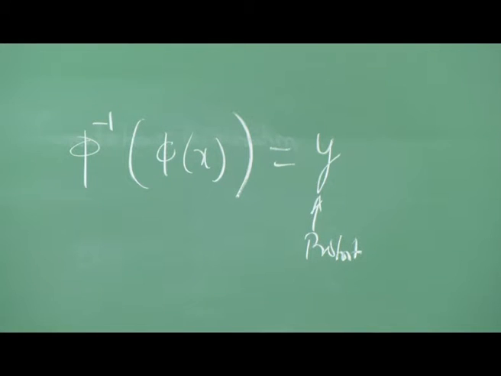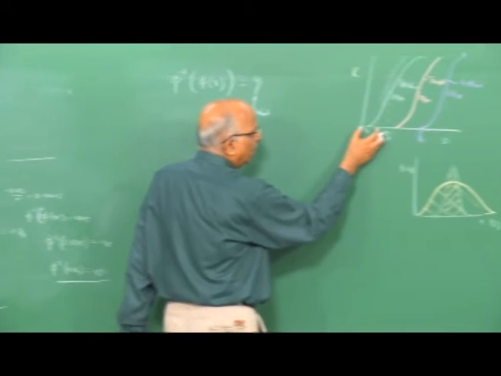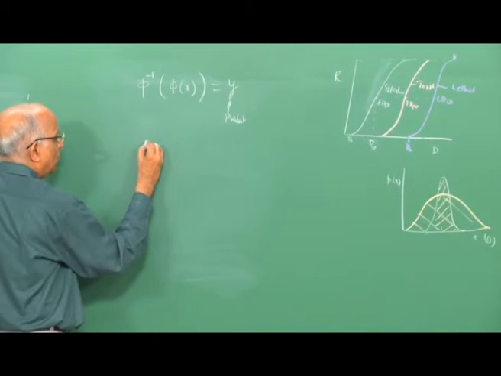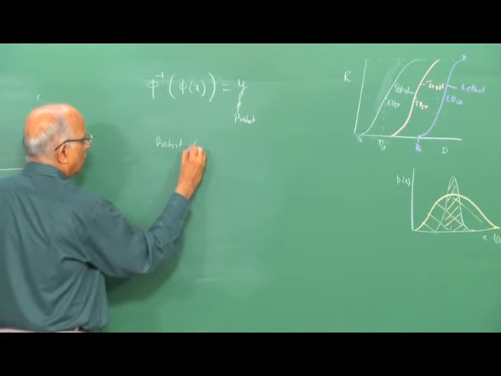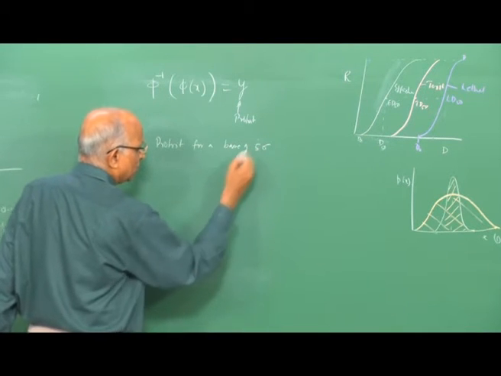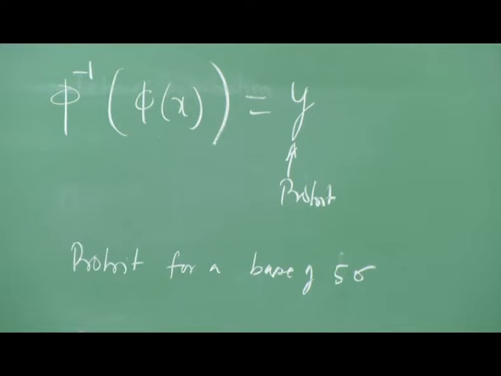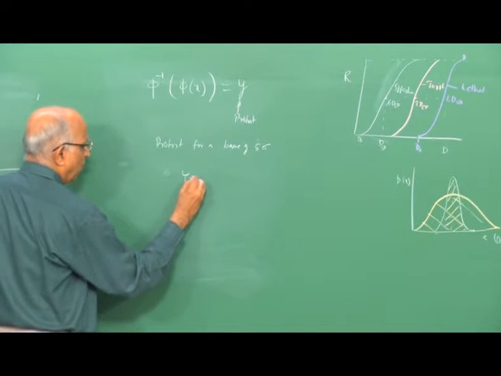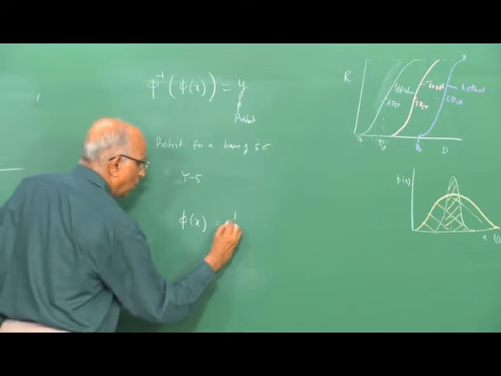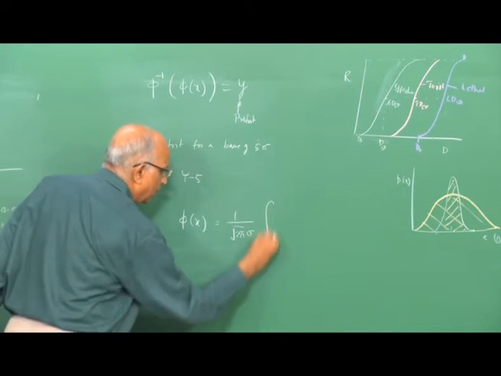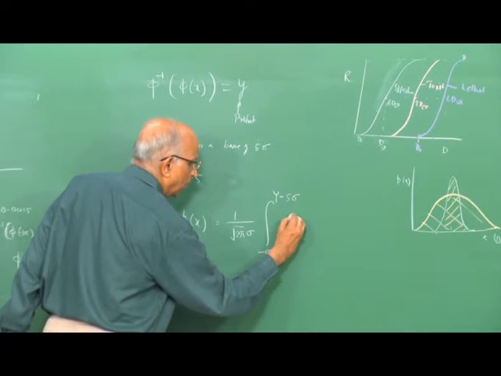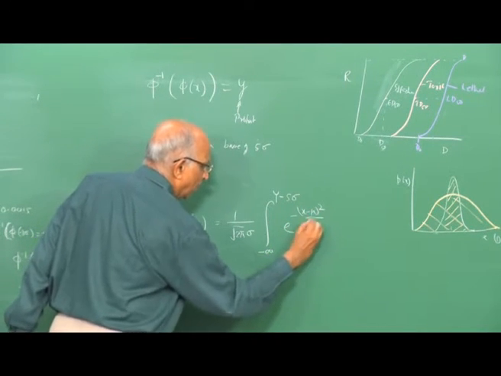But when we say the probit, we do not want to end up with numbers along the x axis that are negative and positive. Therefore, we refer to the probit for a base or reference of 5 sigma. 5 sigma is what is normally adopted, and therefore, I refer to it as y, which is the probit minus 5. My cumulative distribution now becomes equal to 1 over under root 2 pi sigma into the integral from minus infinity to probit minus the value of 5 sigma of e to the power minus x minus mu whole squared by 2 sigma square.